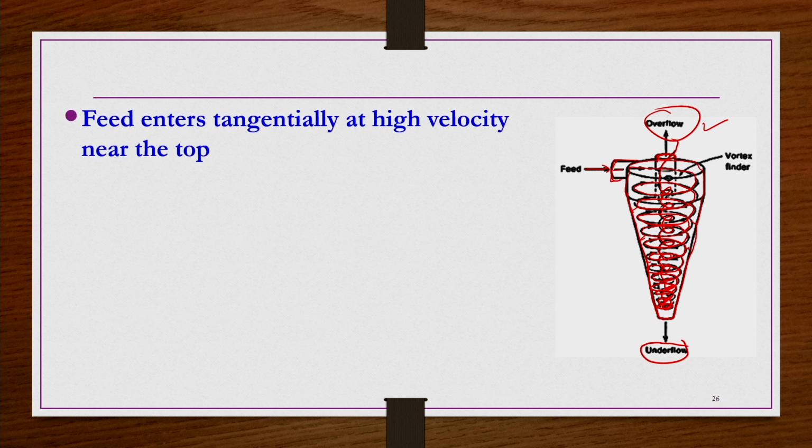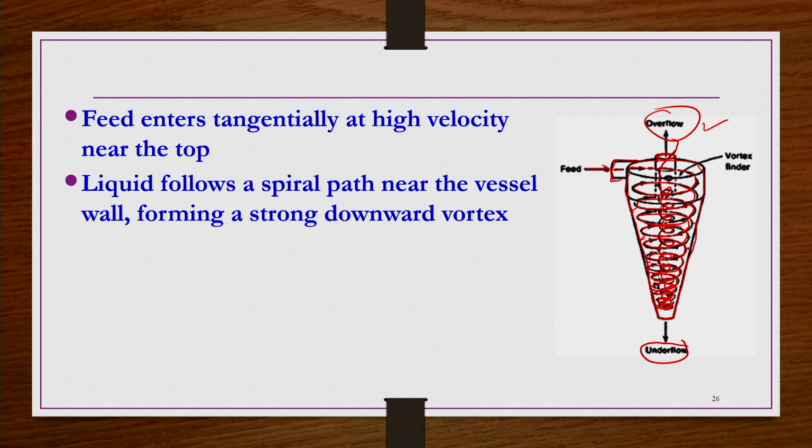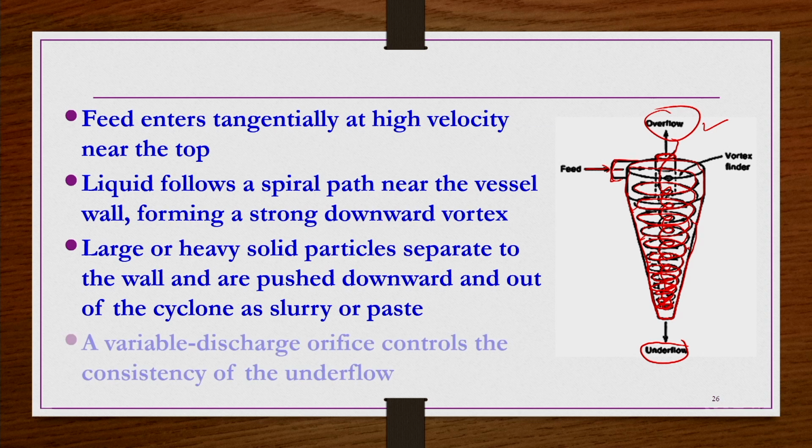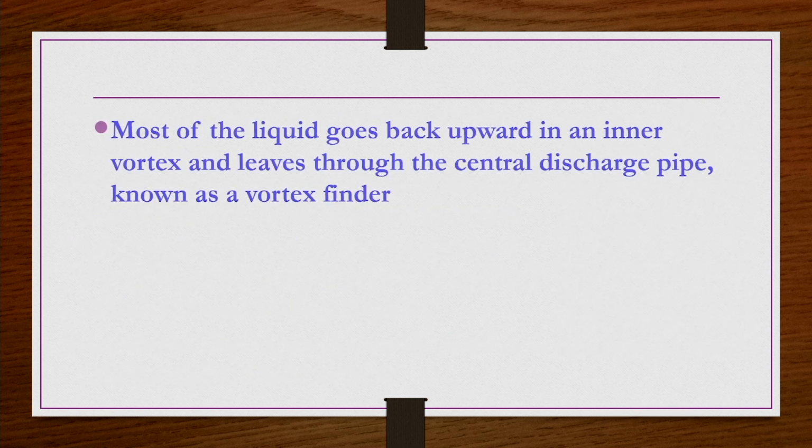Feed enters tangentially at high velocity near the top. Liquid follows a spiral path near the vessel wall, forming a strong downward vortex. Large or heavy solid particles separate to the wall and are pushed downward and out of the cyclone as a slurry or paste. A variable discharge orifice controls the consistency of the underflow at the bottom. Most of the liquid goes back upward in an inner vortex and leaves through the central discharge pipe known as the vortex finder.